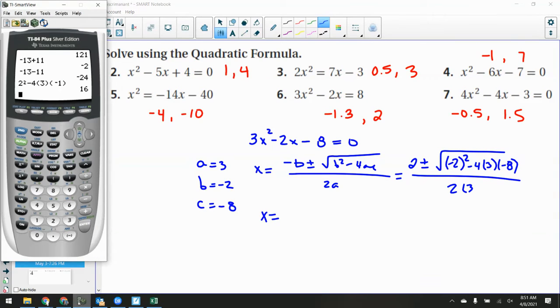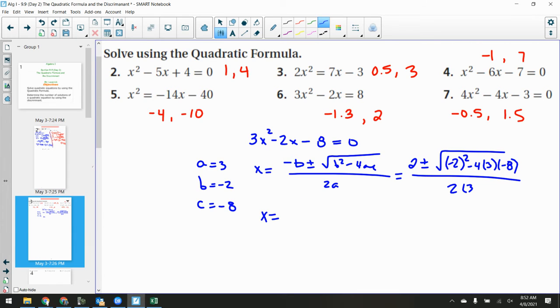Now, let me guess. I'm going to be math doctor here, try to diagnose the issue. We should have gotten minus 4 times 3 times negative 8. We should have gotten 100. Did you get 100? Yes. Oh, you did? Okay, I'm wrong then. So 2 plus or minus the square root of 100 all over 6. All right, so it should have been 2 plus or minus 10 over 6, which is 12 over 6, or negative 8 over 6. So 2 or negative 4/3 or negative 1.3 repeating.